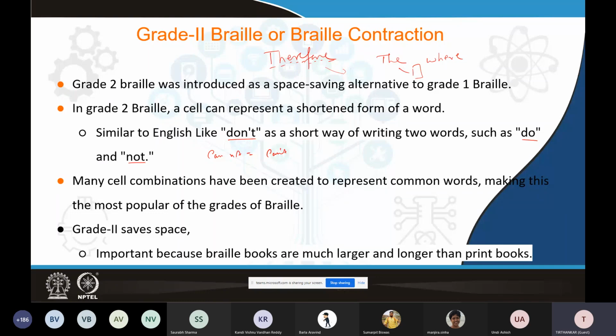So these contractions cannot be done randomly. We cannot contract all the words. I mean, we can contract all the words, but how can we decode in that particular case? So the main challenge with contraction is in terms of decoding.